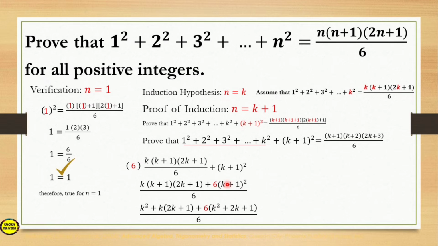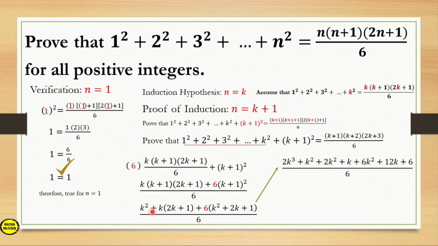So ibig sabihin, k squared plus 2k plus 1 ito na imumultiply natin. Mula dito, class, itong k squared plus k, imumultiply natin dito sa loob ng parenthesis. And then ganun din si 6. So k squared times 2k, that is 2k cubed, since multiplication ito, i-add natin yung exponent. And then k squared times 1, that is positive k squared.